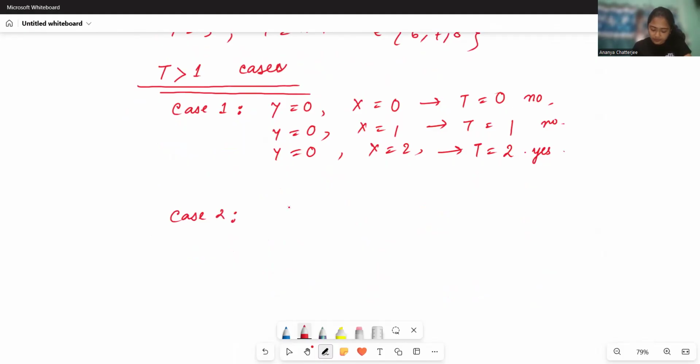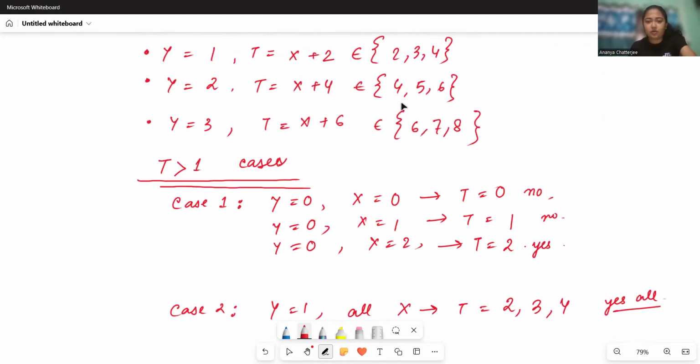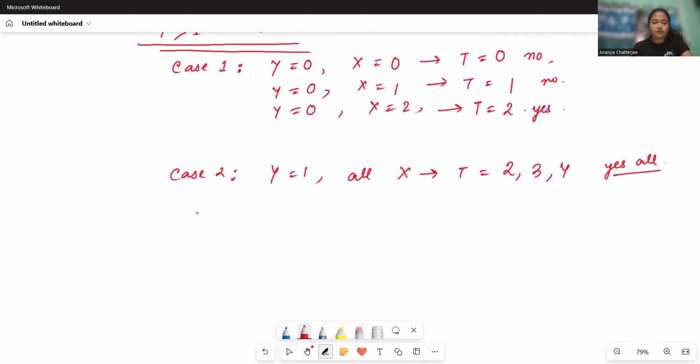Case 2. That is when y is equal to 1, for all x, t is equal to 2, 3, 4. So, yes for all, right? Here, all the values of t are greater than 1. Similarly, for case 3, when y is equal to 2, for all x, t is equal to 4, 5, 6, then yes to all again.